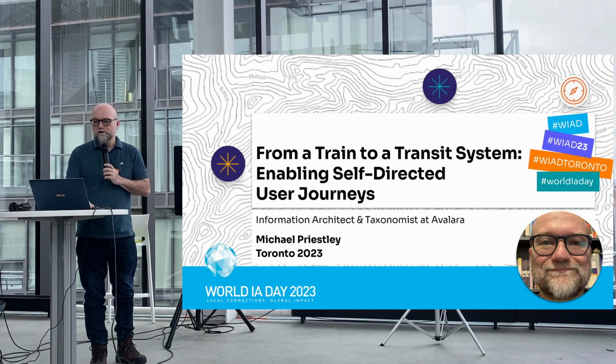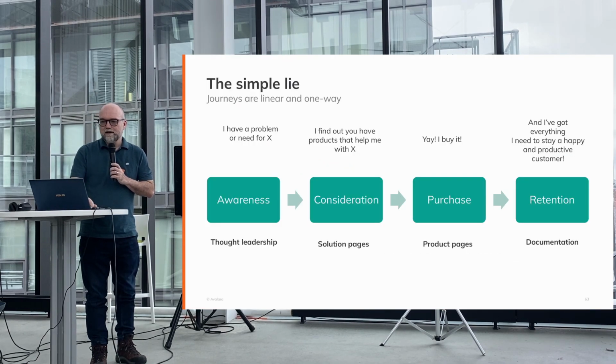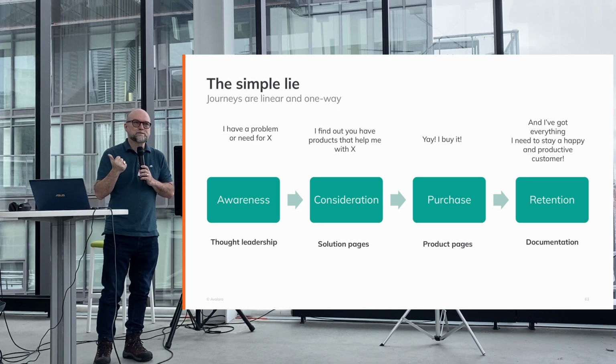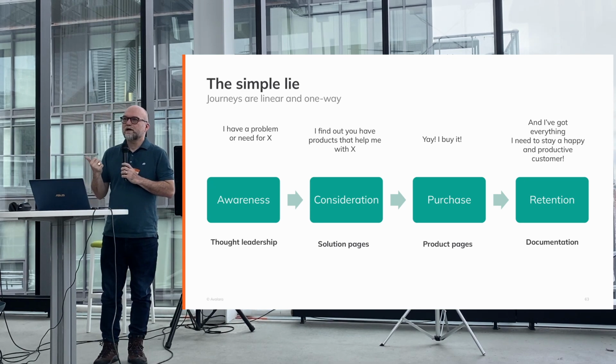And hopefully we can talk through some of the implications of that. So, starting with this, the simple line of the user journey is that it's linear in one way.